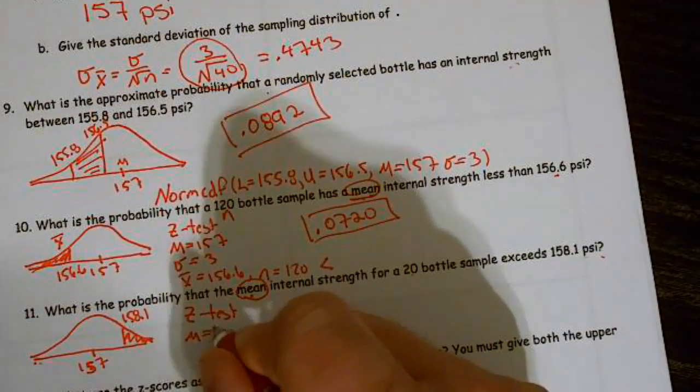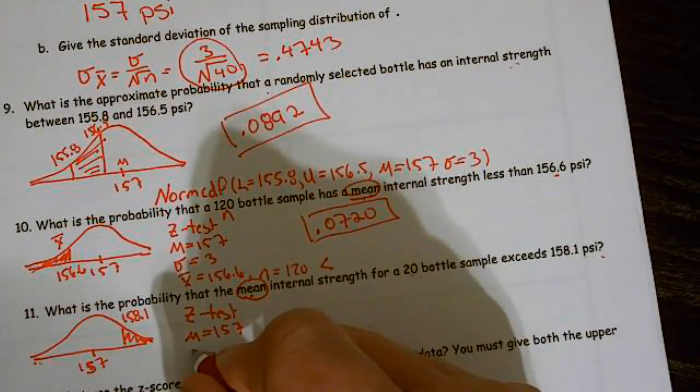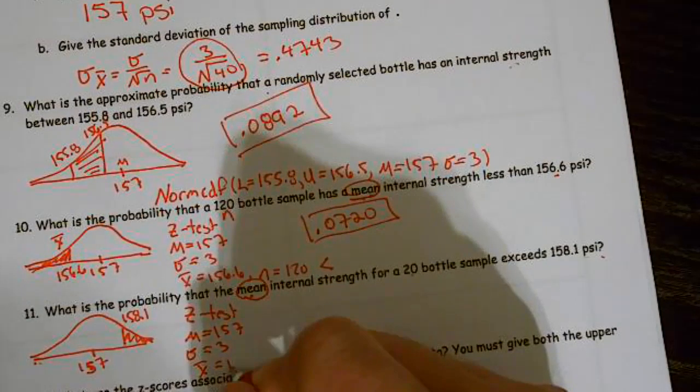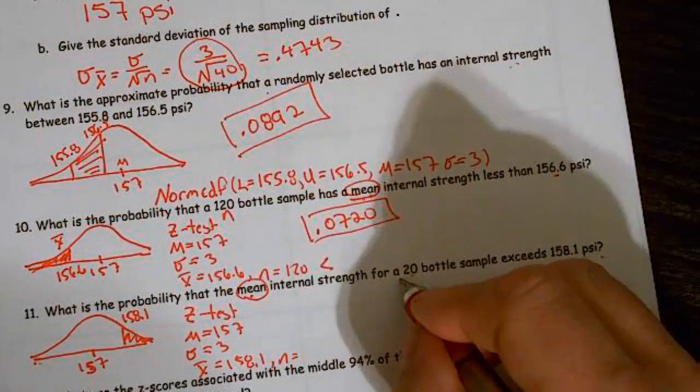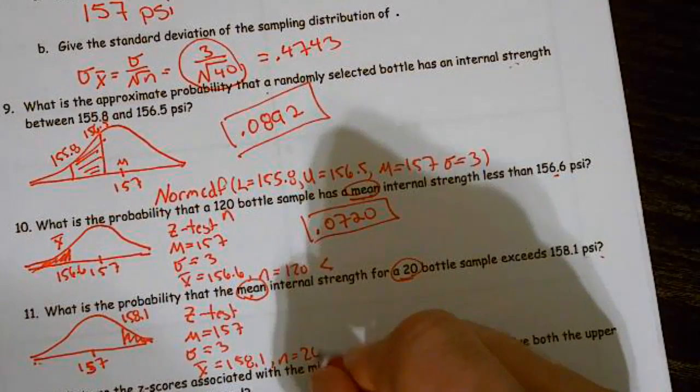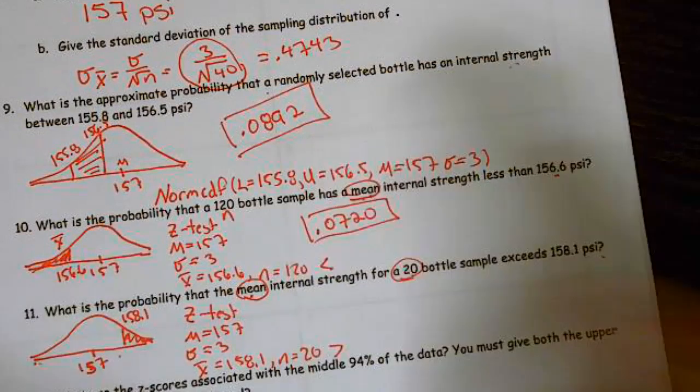And the mean is 157. That's where we're centered. Standard deviation is 3. X bar in this case is 158.1. We have a sample size of 20. And we shade it up, so we're going to use the greater than.